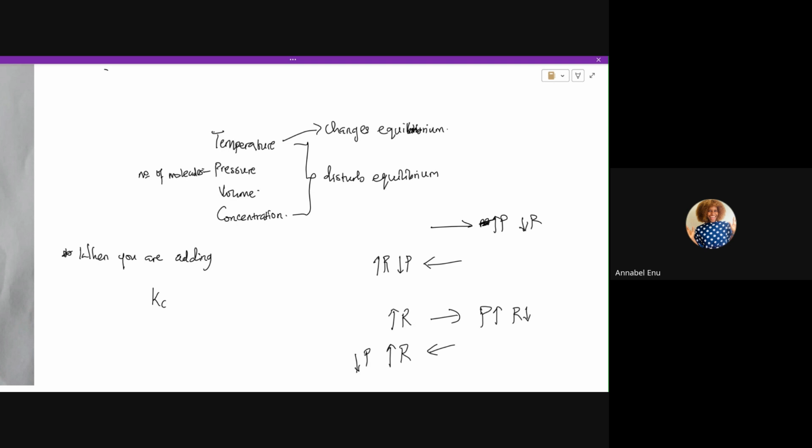Okay, so back to what I was saying about equilibrium. It is the ratio of product concentration to reactant concentration. It is denoted by K with a small c, the equilibrium constant.